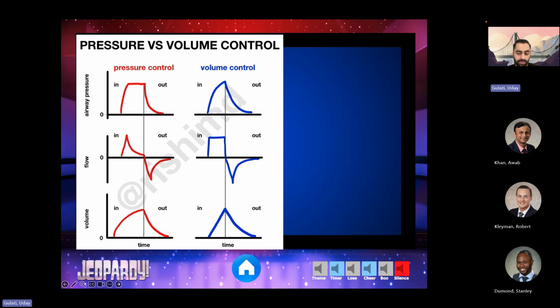Once again, in volume control you can adjust your PEEP, FiO2, and respiratory rate. But because you're directly setting the volume and the respiratory rate, the minute ventilation, compared to pressure control, is more predictable in a sedated or paralyzed patient.